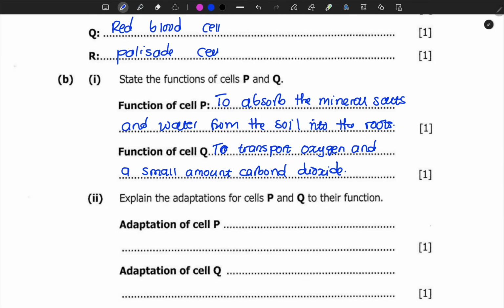Then Roman number 3, explain the adaptations for cells P and Q to their function. So adaptations are things that make the cell carry out its given process. So like for cell P, we say it is a root hair cell. So what is its adaptation? So we can say presence of outgrowth called root hair.